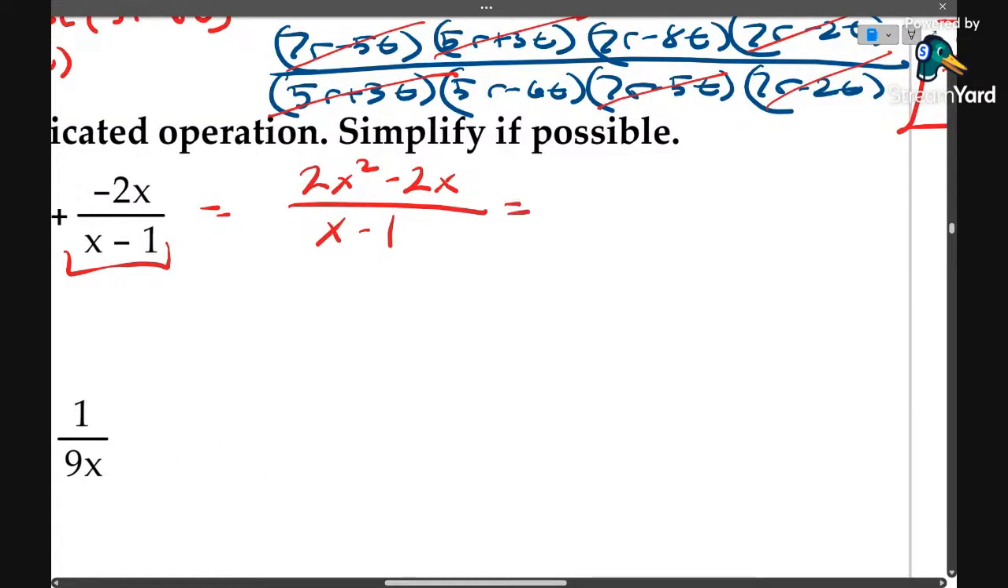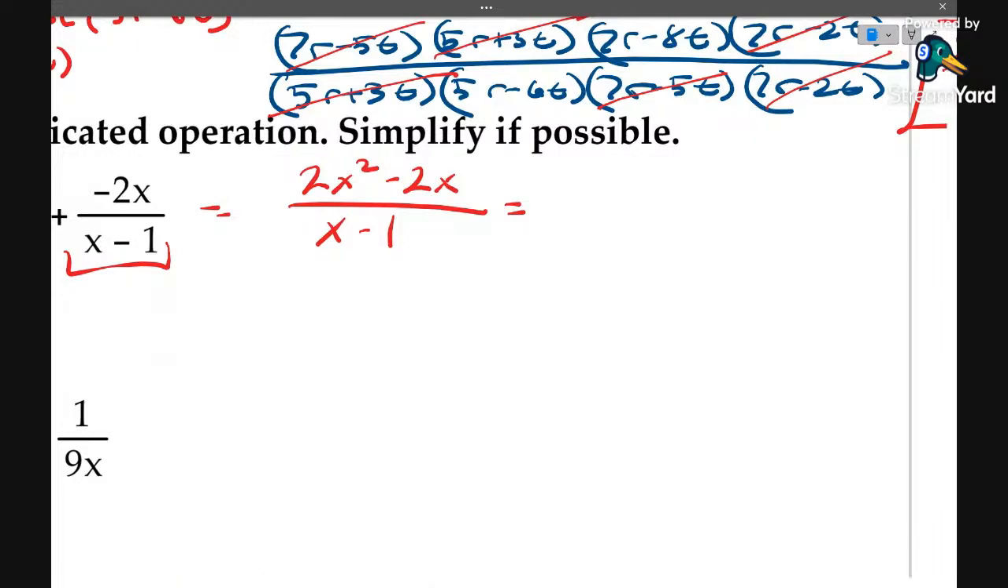We want to check to see, can we factor? And if so, can we then simplify? We have a GCF in the numerator of 2x, leaving us with x minus 1, and we have a denominator of x minus 1, which allows us to cancel those common factors, simplifying the expression to simply 2x.